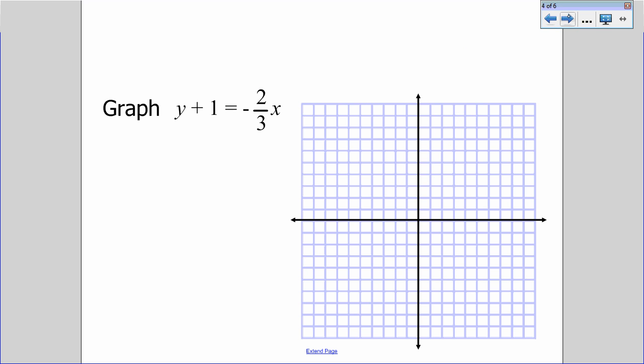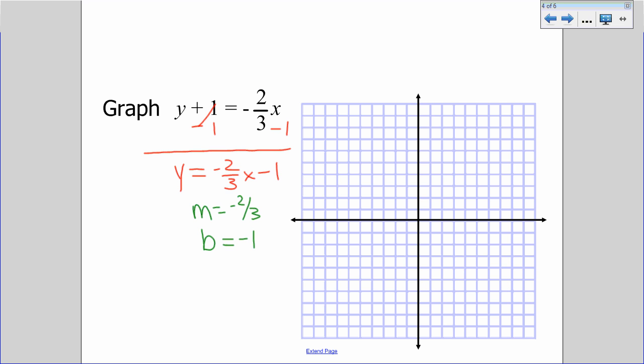All right, we have one last problem to do together. We have to graph y plus 1 equals negative 2/3 x. If it's not y equals, we have to start this problem the same way we did the ones where we were identifying m and b, because we have to be able to identify m and b to graph. And so we're going to solve for y. When we look, we have y plus 1, so we're going to subtract 1. Y is by itself now. And we have negative 2/3 x, and then we have minus 1. And so we have an m value of negative 2/3, that was the coefficient on x. And we have a b value of negative 1, that's your constant.